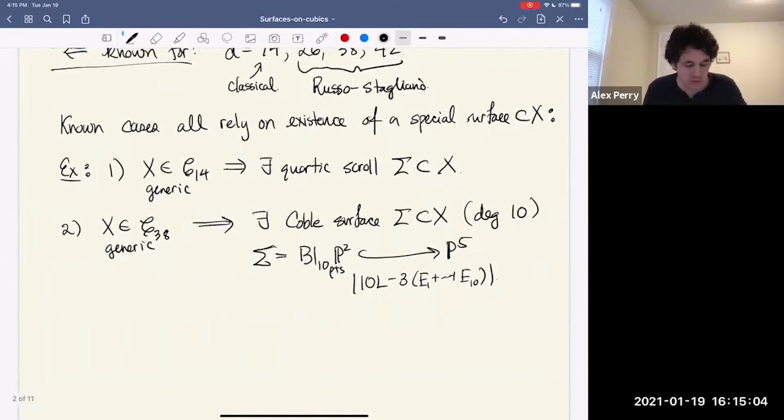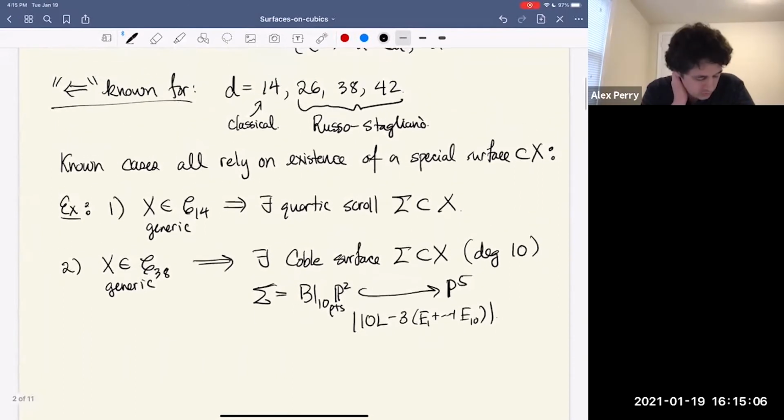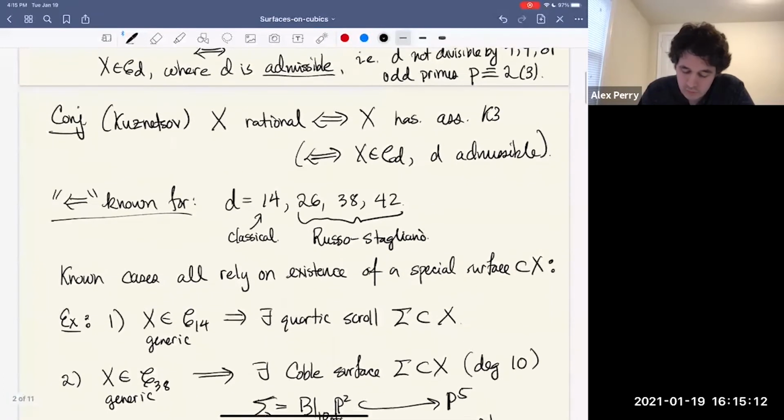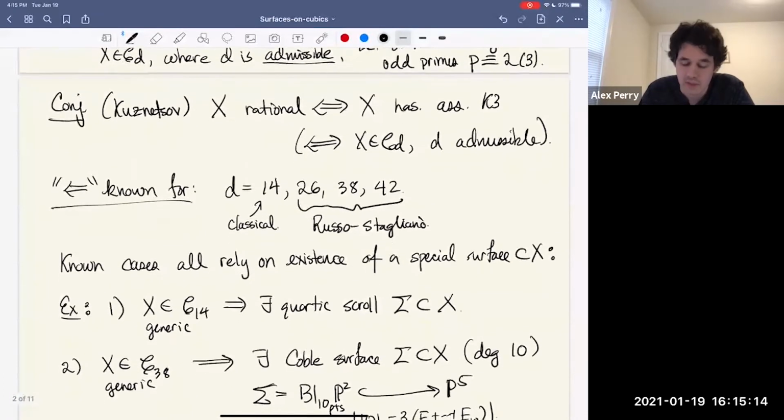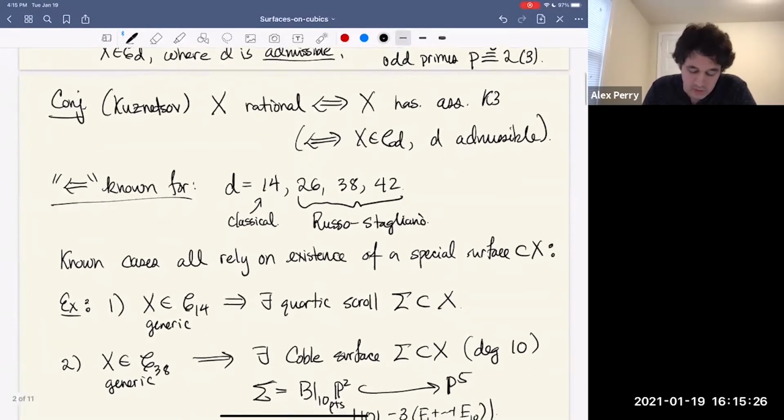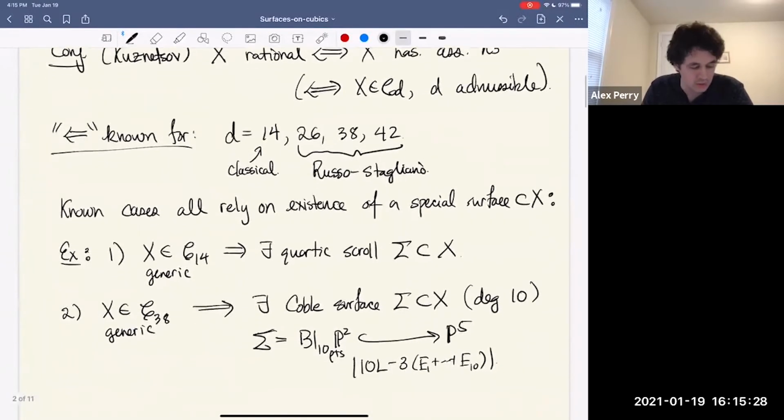Okay, cool. So that sort of motivates the question of whether or not, more generally for a cubic fourfold which we expect to be rational, so one inside of CD with D admissible, can we construct some kind of special surface, some canonical surface on X, whose geometry we might use to prove rationality? So that's sort of the motivation for this talk.